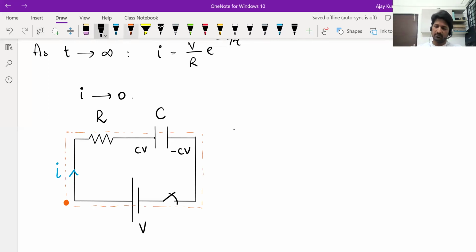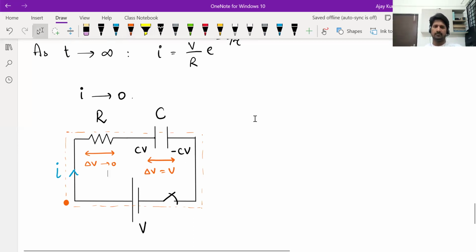When the charge has become CV, it means the potential difference across the capacitor has become equal to V, the EMF of the cell. So all the voltage is going to the capacitor. That means there is no voltage across the resistor at all. The potential difference across the resistor becomes 0. That's why the current also becomes 0. Or you can say it becomes difficult to pull the next electron and deposit it on the other plate. It's impossible.